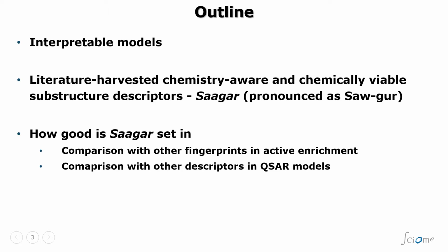We will talk about interpretable models, why we need them and what their characteristics are, and then we will build a case for the use of molecular substructures as descriptors and introduce our newly compiled, chemistry-aware, chemically viable set of substructures called Saagar. And lastly, we will test Saagar in terms of active enrichment and in building QSAR models, and compare them with other fingerprints and other descriptors.